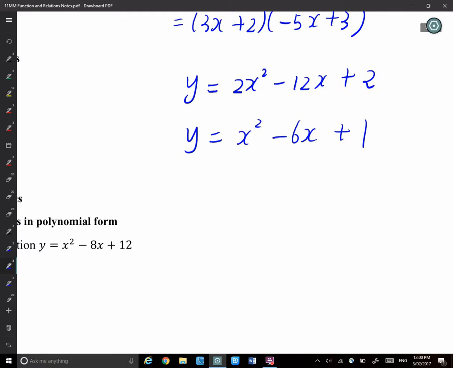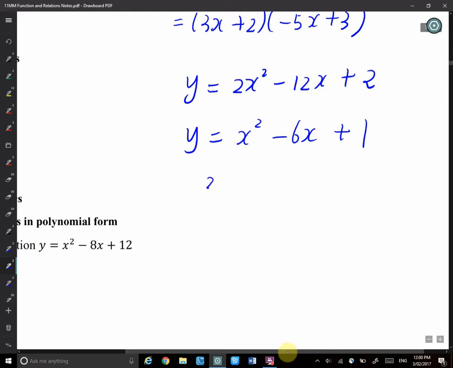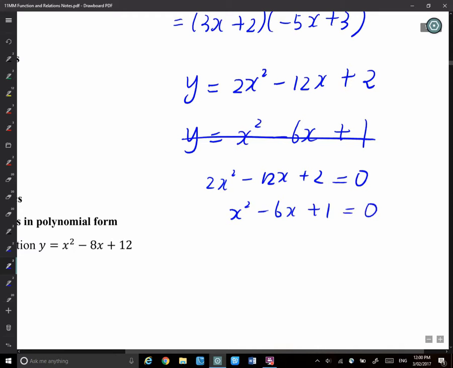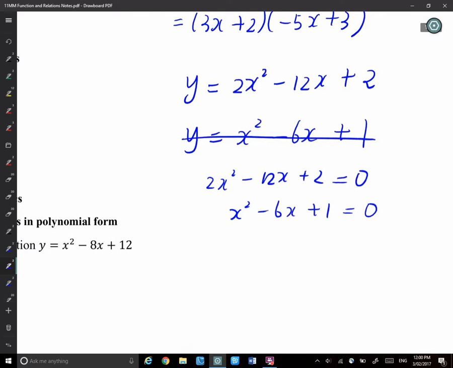If you divide the 2, you decrease it. Okay, you decrease this twice. But if you have 2x squared minus 12x plus 2 equals 0, in this case, you can say that x squared minus 6x plus 1 equals 0. That's no problem, because you divide the 2 on both sides.